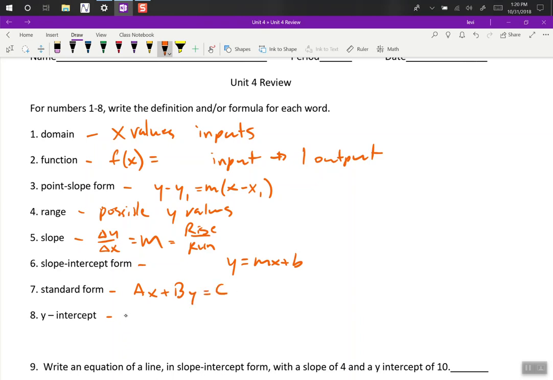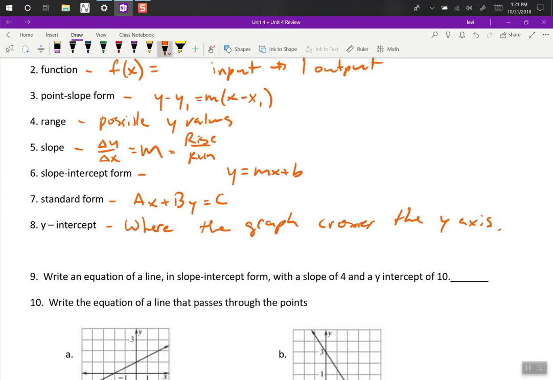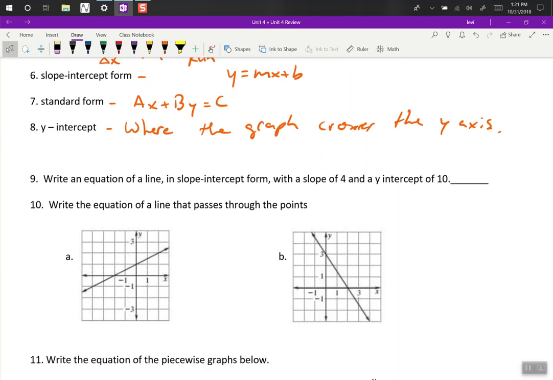And the y-intercept is where the graph crosses the y-axis. Write an equation of a line in slope-intercept form with a slope of 4 and a y-intercept of 10. That would be y equals 4x plus 10.